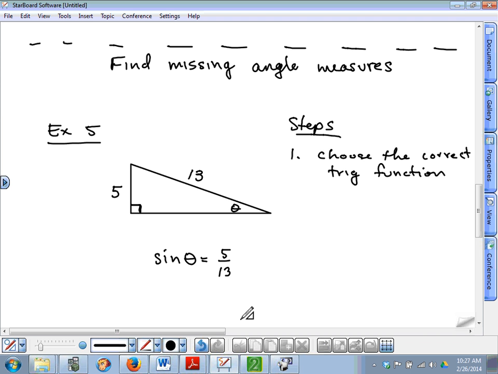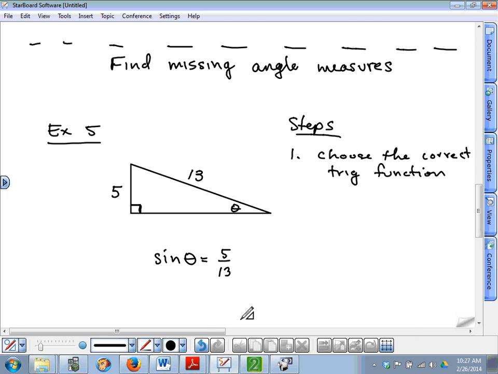Step 2 is to solve. We have to do this differently. I need you to look up here. Okay? On the last problem, we were solving for x. X was not inside the function. On these problems, we're solving for theta. Theta is inside the function. So we can't solve for theta unless that function's gone.